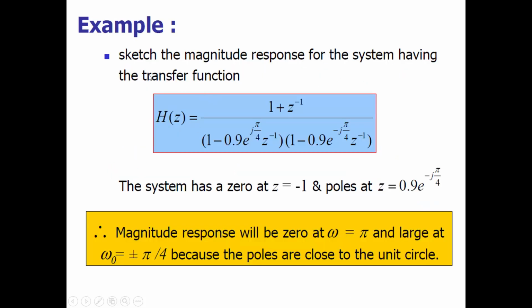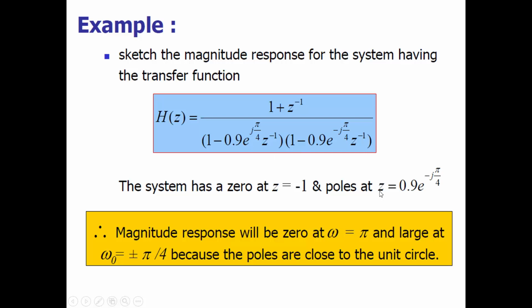Now let us try to sketch the magnitude response for the system having the transfer function. Now this is the transfer function given, right? H(z) is equal to 1 plus z to the power minus 1 divided by the denominator. So if you see here, the system has a zero at z equal to minus 1, and it has two poles at z equal to 0.9 e to the power plus or minus j pi by 4. All right. So these two poles are the complex conjugate pair of poles, right?